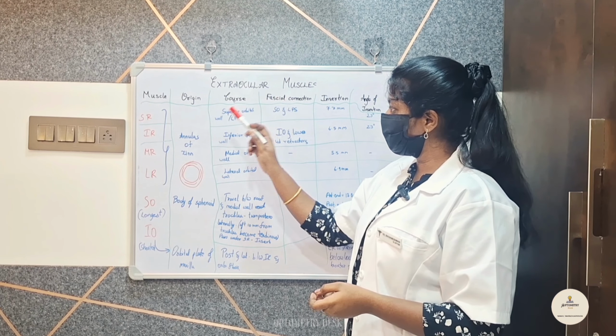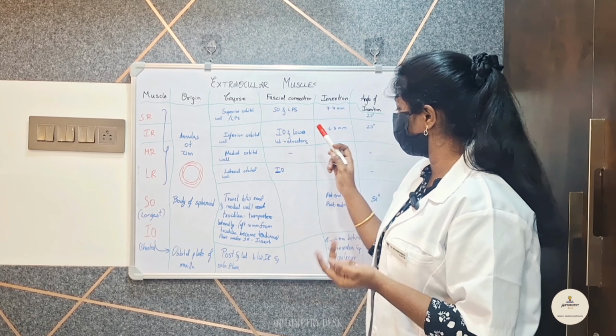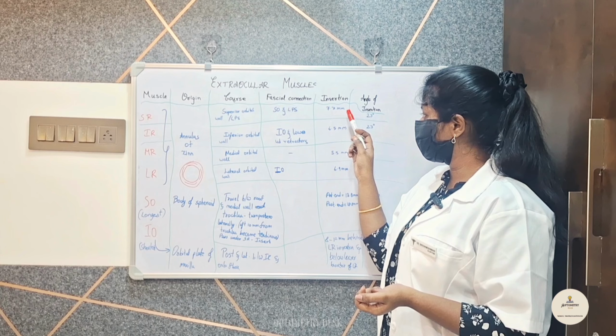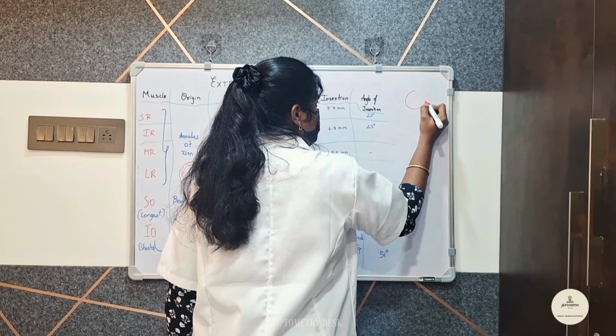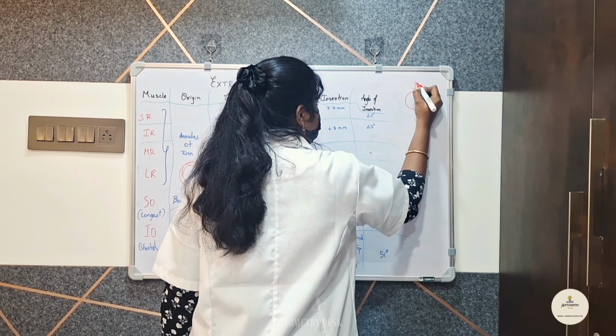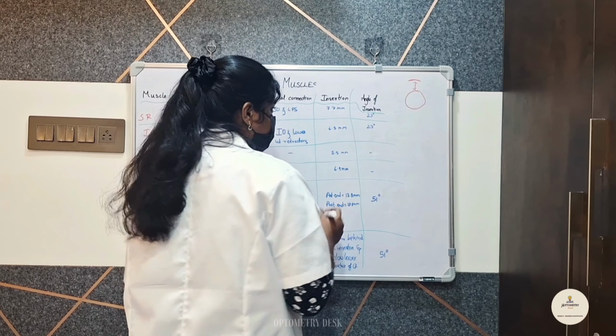Facial connection: superior rectus will have connection with superior oblique and LPS, that is levator palpebrae superioris. Insertion: it is 7.7 mm away from our limbus. If this is our limbus, from it around 7.7 mm our superior rectus is inserted.